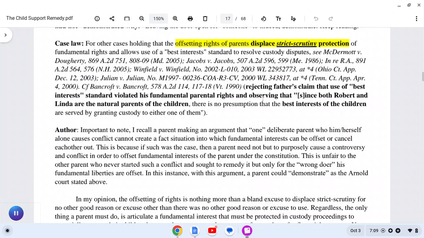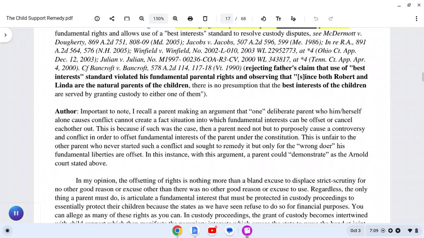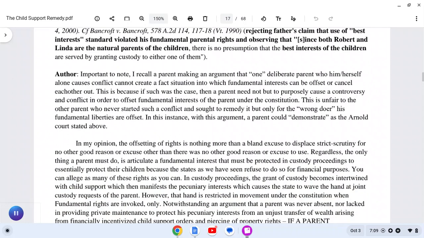And they're citing the cases right here, rejecting father's claim that the use of the best interest standard violated his fundamental parental rights and observing that since both Robert and Linda are the natural parents of the children, there is no presumption that the best interests of the children are served by granting custody to either of them. Whoa, now that's interesting, but that makes sense to me, because they're both the natural parents.